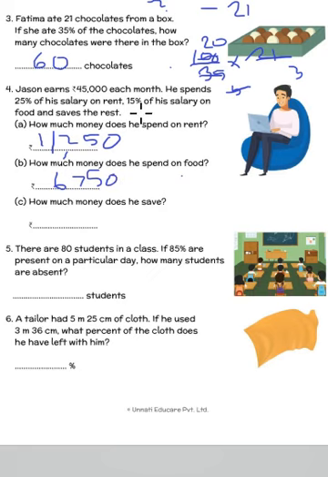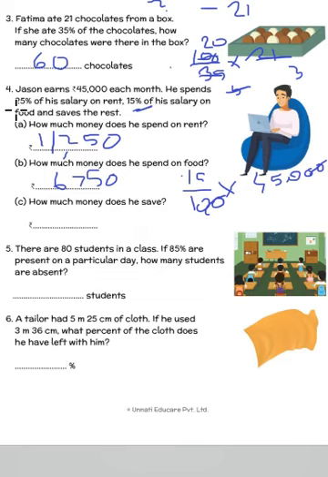Once again, let me repeat this. We know that 15% of the salary is on food, so we are doing 15 divided by 100, multiplied by 45,000. When you multiply this by 45,000, the two zeros cancel out, so it is 450 multiplied by 15, which is 6,750. Good.